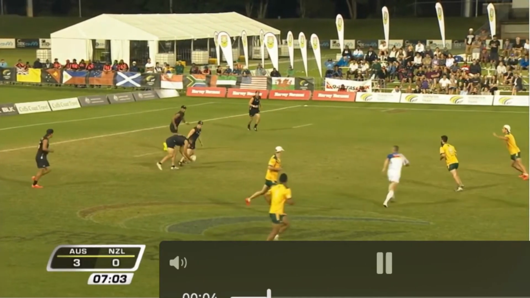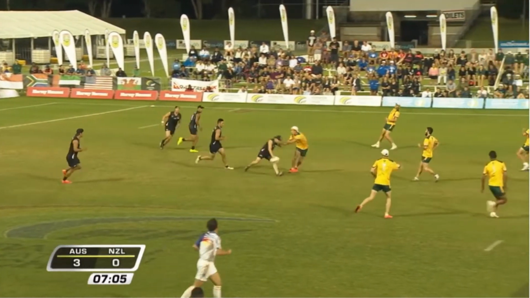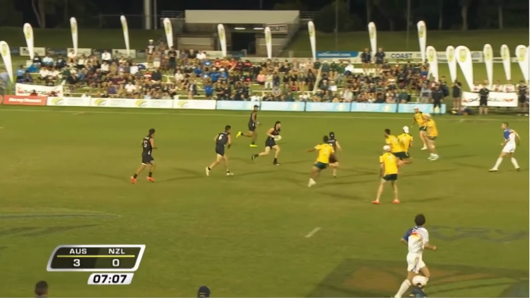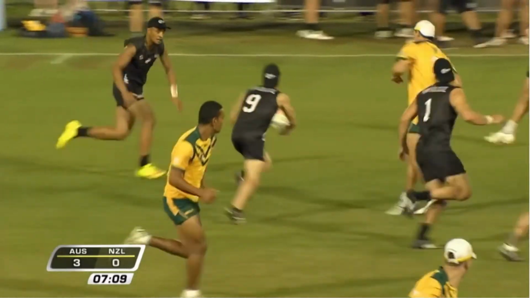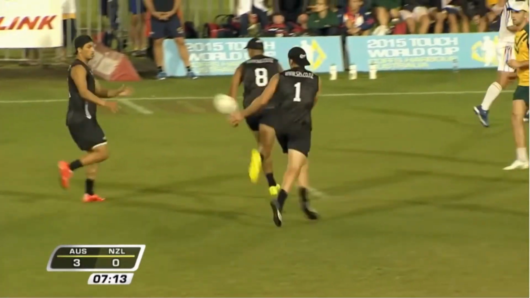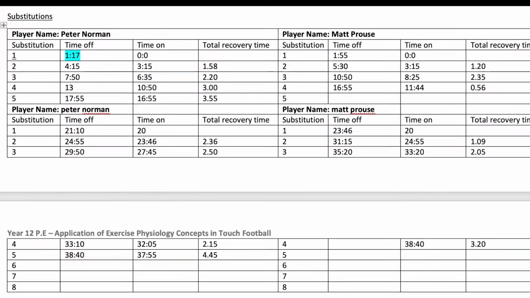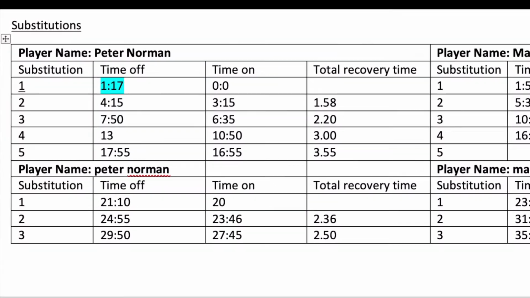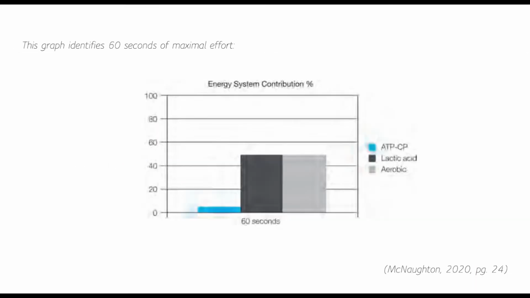A prime example identified within the touch game is if Australia don't score, they continue to work under the same high-intensity efforts repeatedly for a set of 6 defensive touches, with the opposition driving the ball back through the middle of the field, forcing Norman to exceed his lactate threshold. Across these 2 sequences of plays, Norman has been on the field for an approximate duration of 1:17.